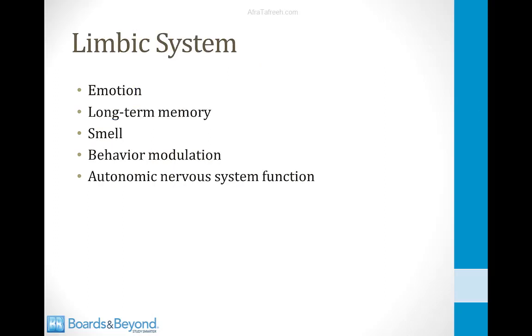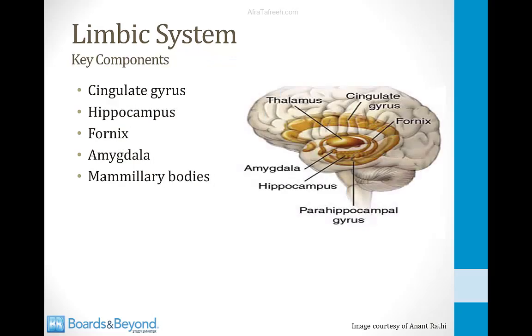So for the remainder of this module, we're going to talk about the limbic system, and this is a collection of neural structures below the cortex that's responsible for things like emotion and long-term memory and also smell and behavior modification, and it also has some role to play in the autonomic nervous system. So the limbic system is confusing for a couple of reasons. First of all, its functions are sort of nebulous and hard to define, and secondly, its structure is very bizarre.